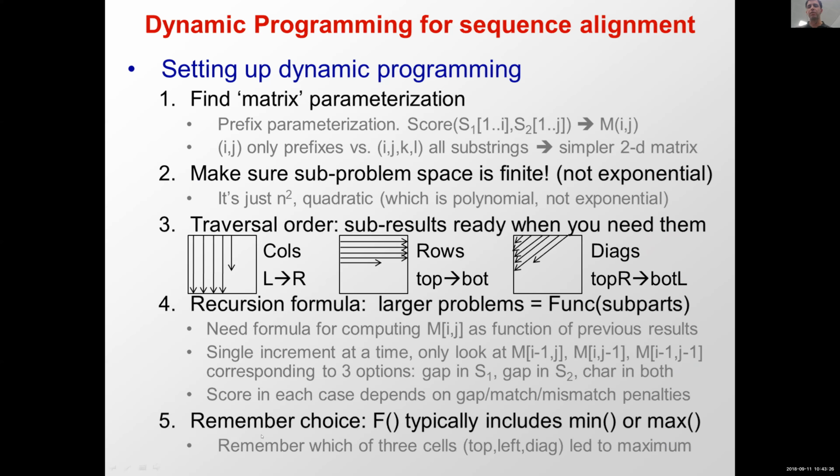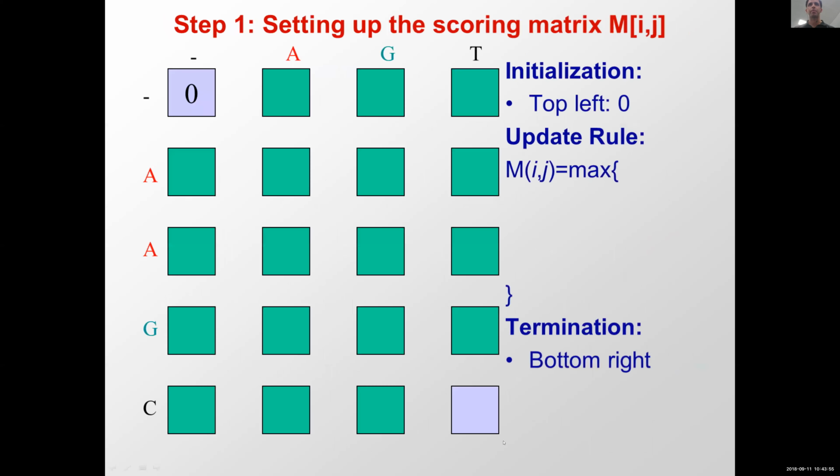And then lastly, in order to enable the traceback, we need to remember the choice of who gave us the maximum score or the minimum penalty. So we have to remember which one of three cells led to that maximum. And because this is only a three-way choice, this is actually fixed rather than having to remember an order of n size, which would lead to much more space needs, whereas this is order of one for any one position.